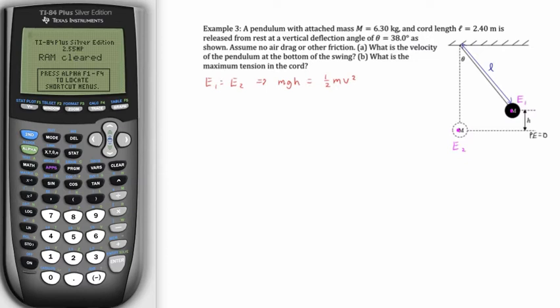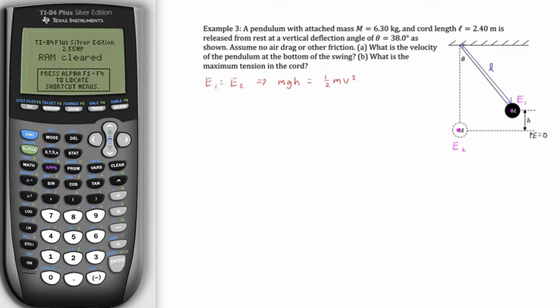A pendulum with attached mass and a given cord length is released from vertical deflection as shown, and we're going to assume no air drag or other forces. We're asked what is the velocity at the bottom, so we're going to use conservation of energy for that, and what is the maximum tension in the cord. So what I have written out here is the first step for part A.